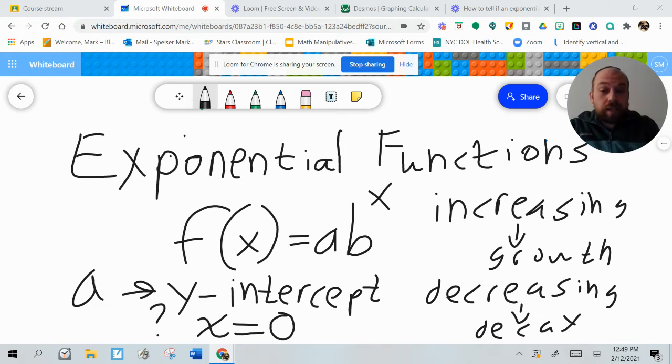f of x equals a times b to the x. Remember, increasing is when b is greater than 1, also known as growth. Decreasing is when b is between 0 and 1, also known as decay. But what effect does the a have in the function? Well, it has to do with the y-intercept. And let's see why.